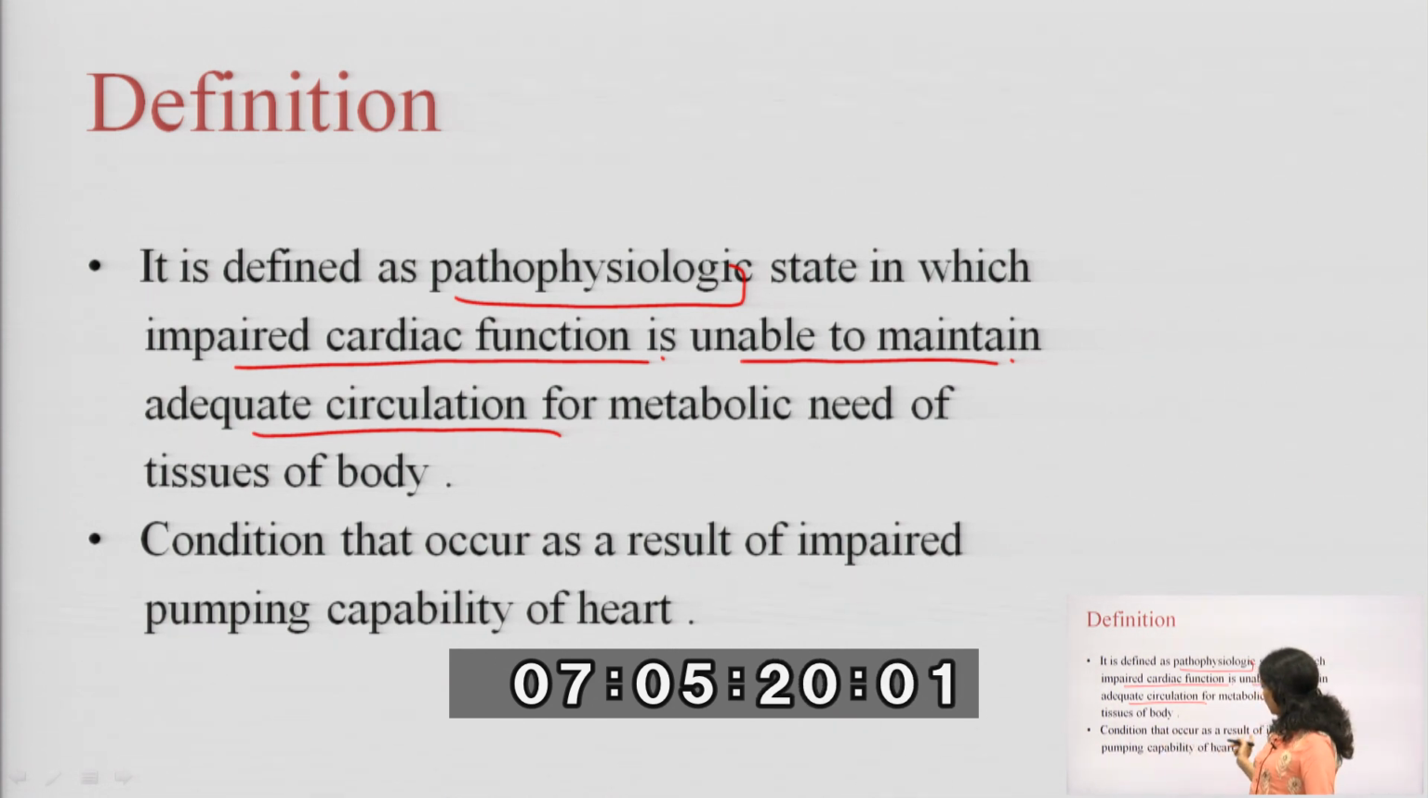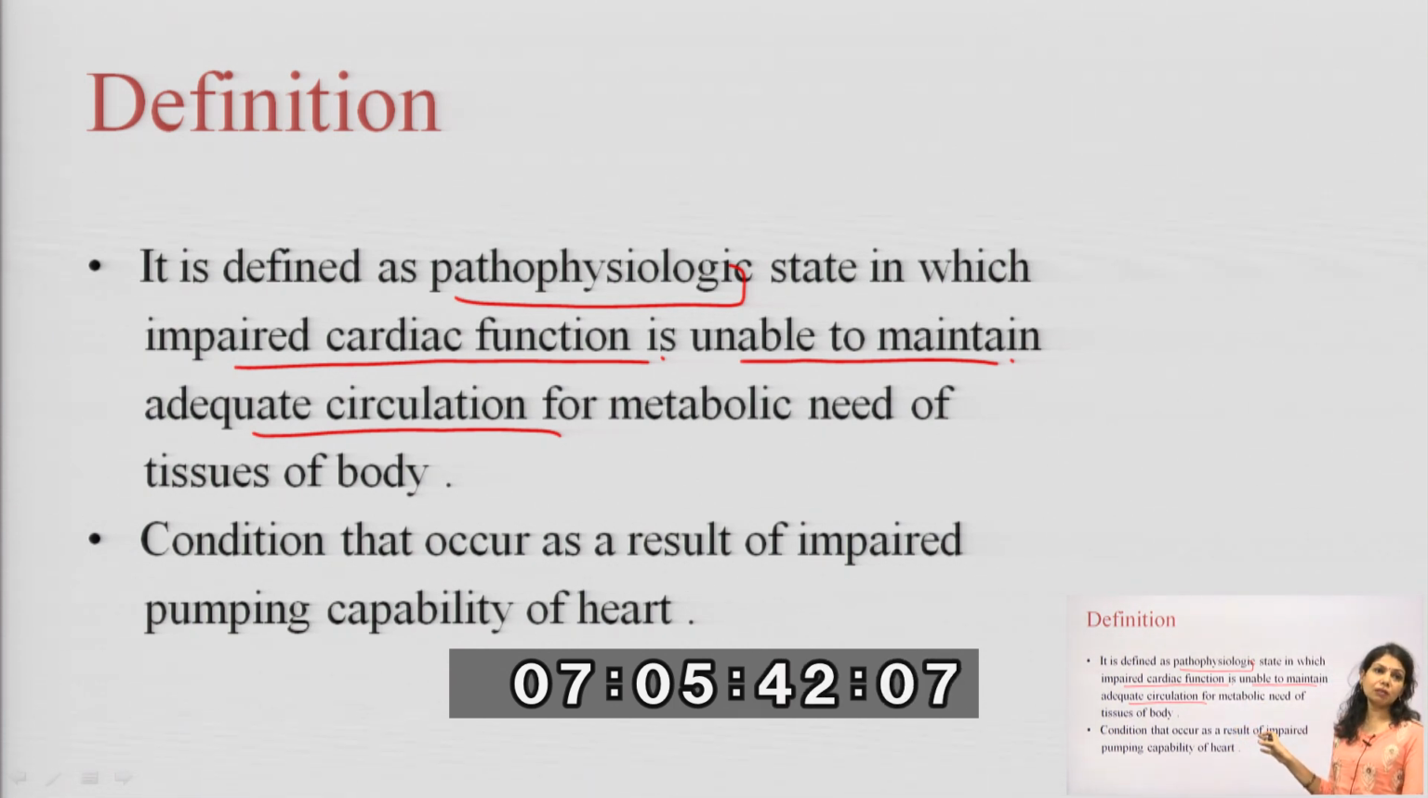It is a condition that occurs as a result of impaired pumping capability of the heart. The heart is not able to pump. Why is the heart not able to pump? Maybe there is some problem in the muscles of the heart. We will discuss that in the etiology, in the causes. Now, the definition is clear to you. It means the heart is not functioning properly, it is unable to maintain adequate circulation, and the proper blood supply to the body is restricted.